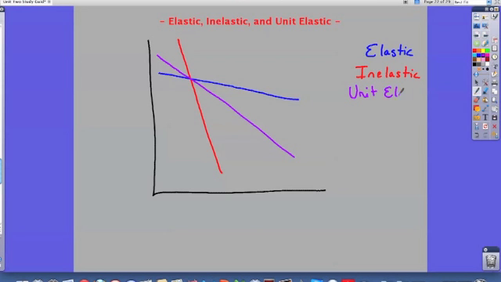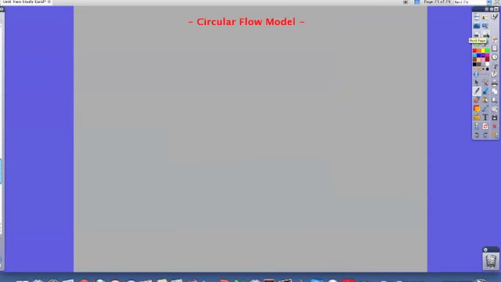The last line is a unit elastic curve. It's kind of going to split the middle of them. It's going to be proportional. Now, the big thing with proportional means equal change. So a 10% decrease leads to a 10% increase, or vice versa, depending on supply or demand.